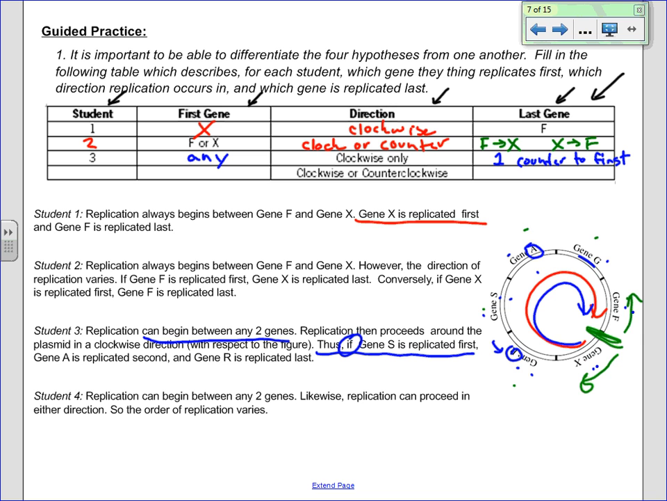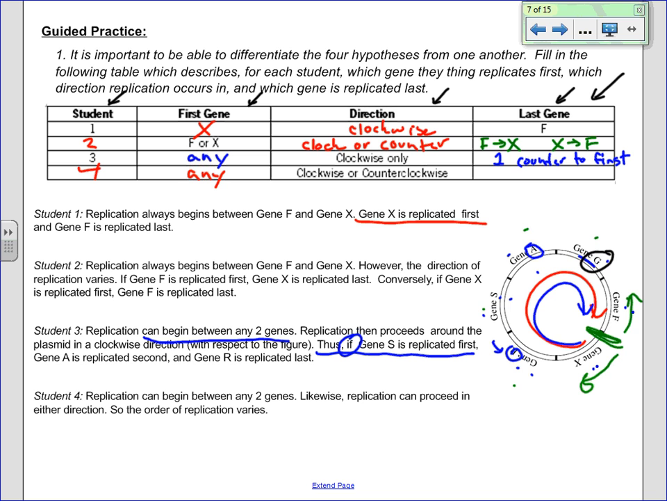Last but not least, student 4. All right, that part shouldn't be that tricky. Where did it say they start? Anywhere. Which direction can it go? Any direction. So now, how would you write last gene if you want to be real specific? All right, because I think originally in the answer sheet I wrote "any" here, and maybe "any" isn't the best answer. Because if you started at G, for example, which two could be the last one?